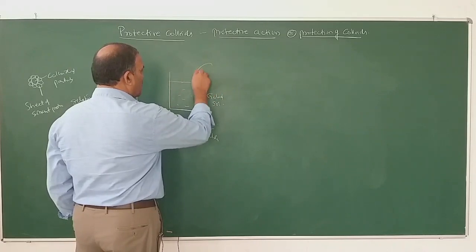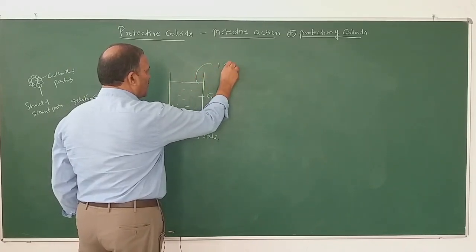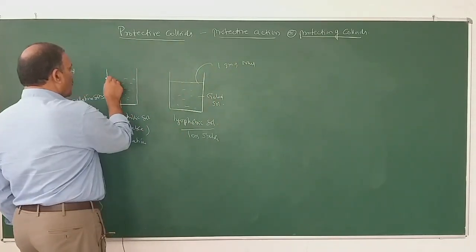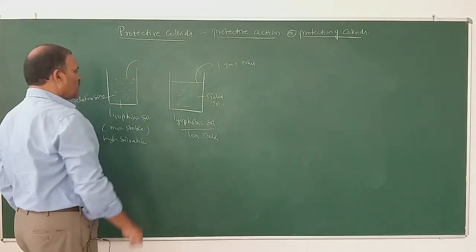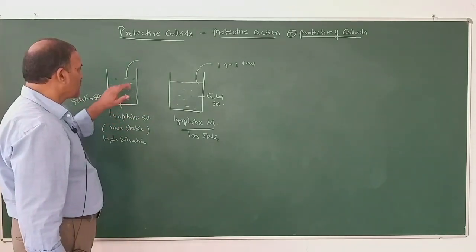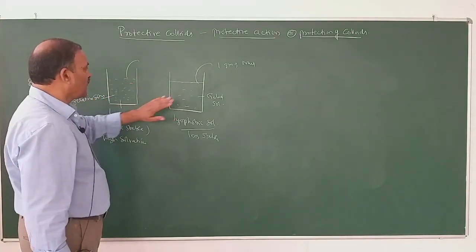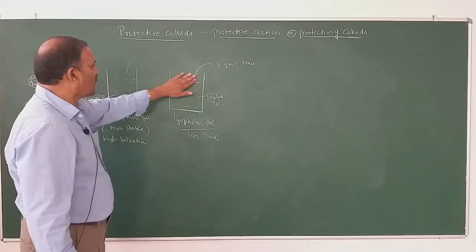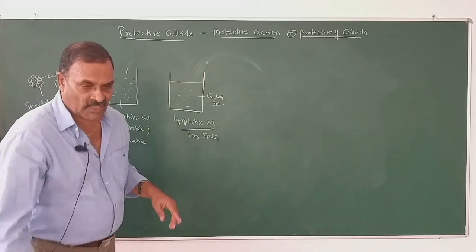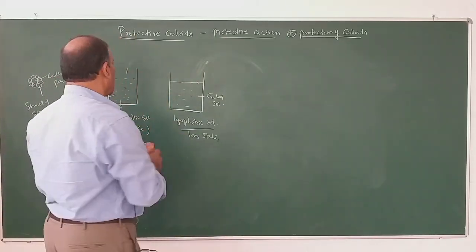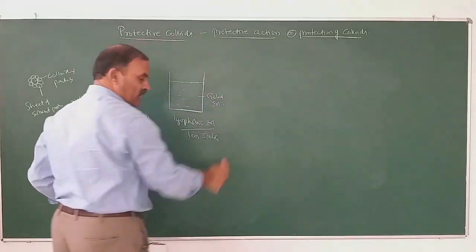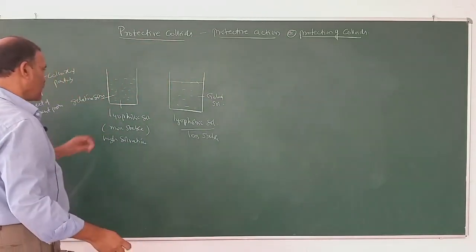gold salt can be precipitated by the addition of 1 gram of sodium chloride. But if I add 1 gram of sodium chloride to this lyophilic salt, it won't precipitate. That means it is more stable than lyophobic salt. That means lyophilic salts are more stable than lyophobic salts because of high solvation.